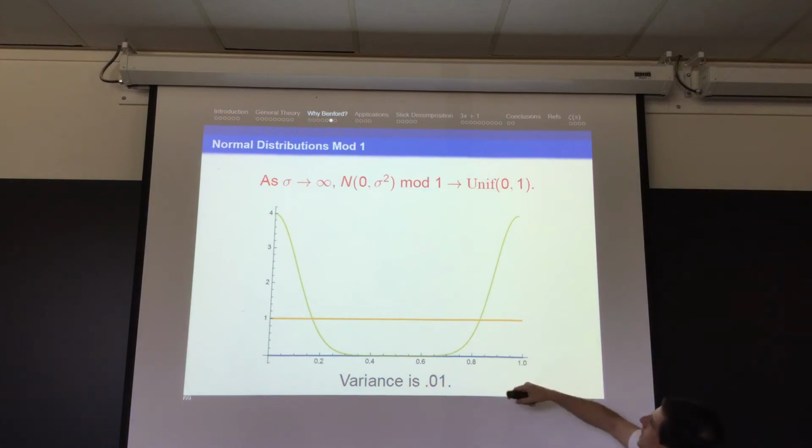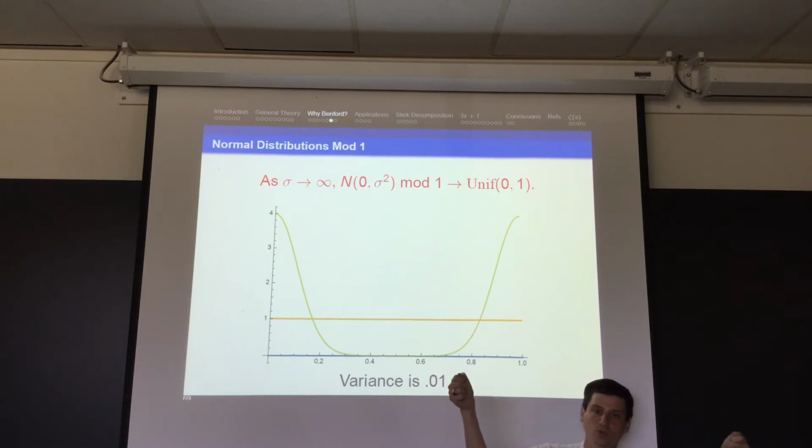So here is looking at a normal distribution mod 1. A lot of processes, their logarithm becomes normally distributed. And if the logarithm is uniformly distributed mod 1, then you get Benford. So what I want to see is what happens to a normal when I look at it mod 1. And let's say the normal has growing variance.